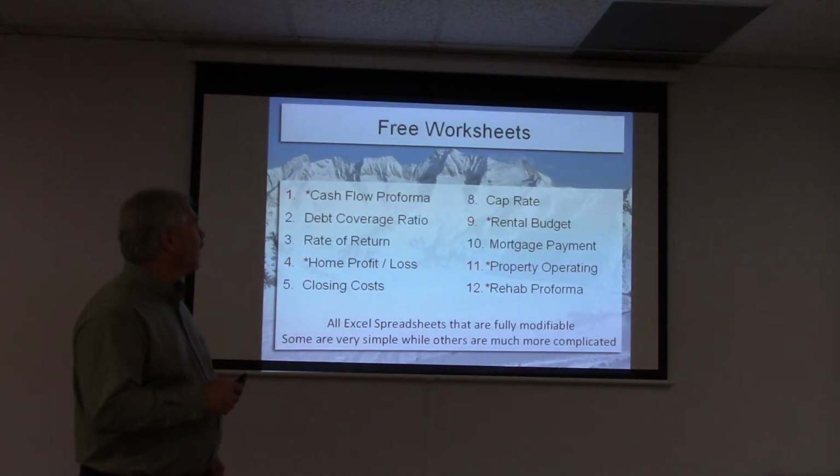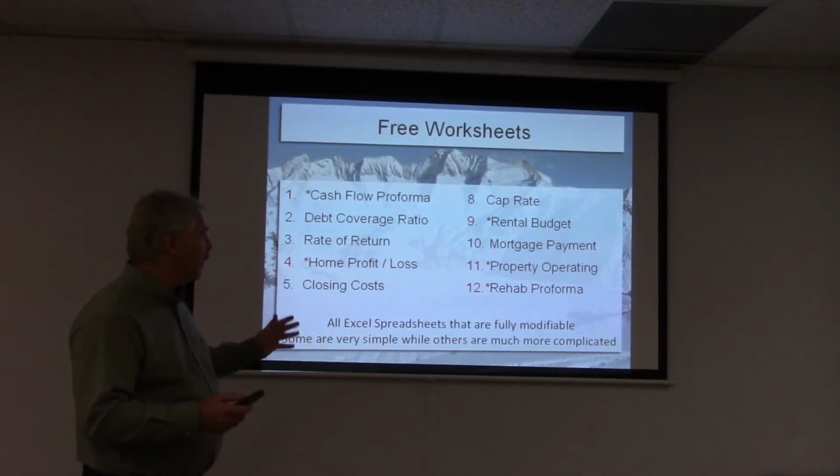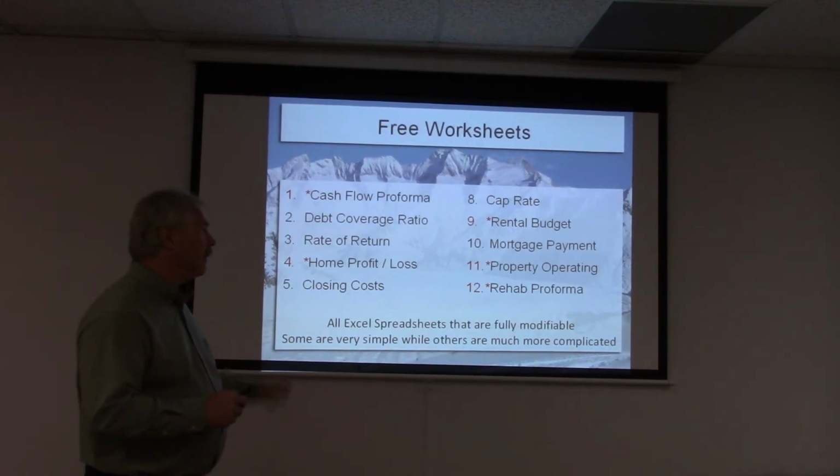So the free worksheets that I do have for you, there's 12 total, and the ones in red are fairly extensive, and the ones in black with the black numbers beside them, they're simple, basic, straightforward stuff, like a mortgage payment calculator. There's not a whole lot to it. It's a simple spreadsheet. Same with figuring out the cap rate. Just plug in the numbers, boom, and it's done. But the cash flow pro forma, which is the one we just looked at, is quite a bit more in depth, and also the rehab pro forma. That is a very interesting one.